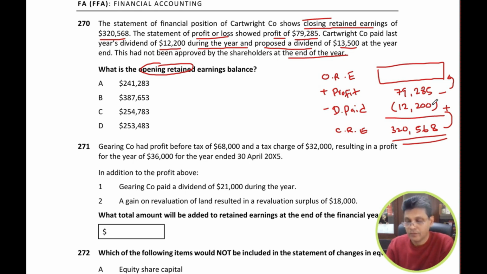320,568 plus 12,200 minus 79,285. So it is 253,483. So this is the correct answer. Okay. Now next question.